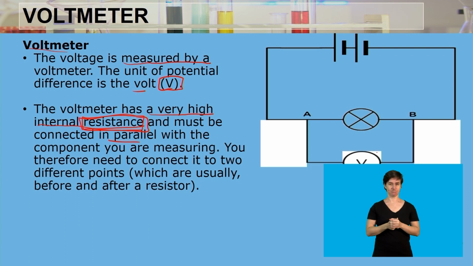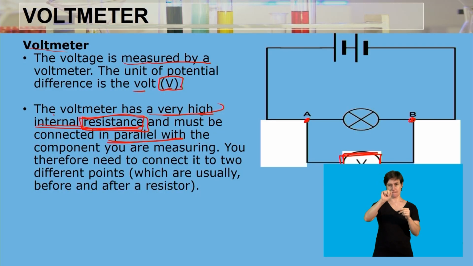So when we are measuring our potential difference, it must be connected across 2 points. And it must always be connected in parallel, as we have said. It cannot be connected in series because the voltmeter has a high internal resistance, and because of that, it is going to be connected in parallel.